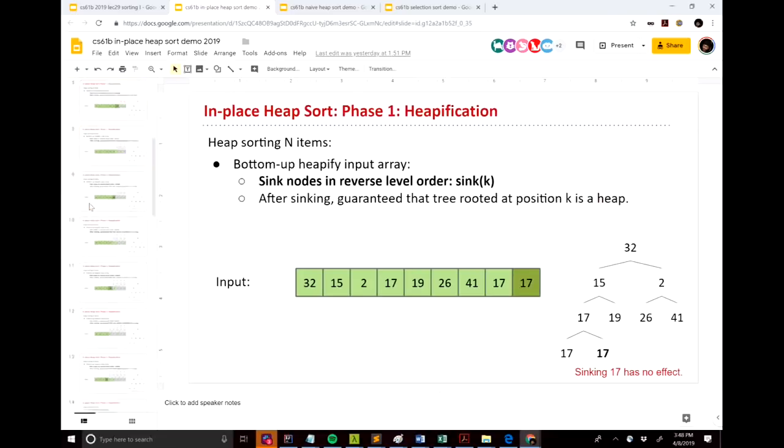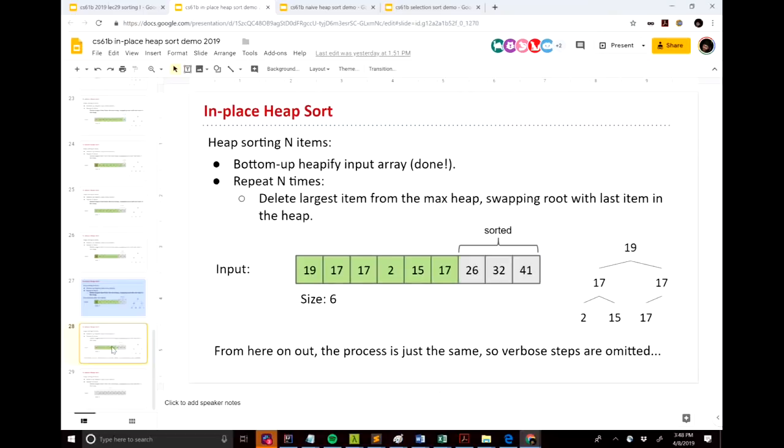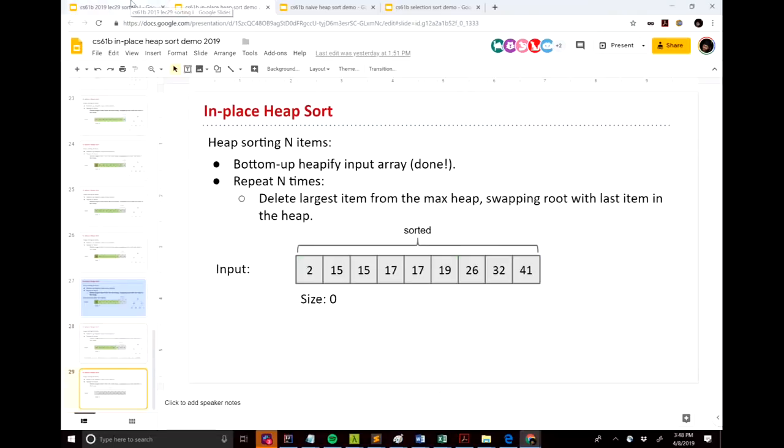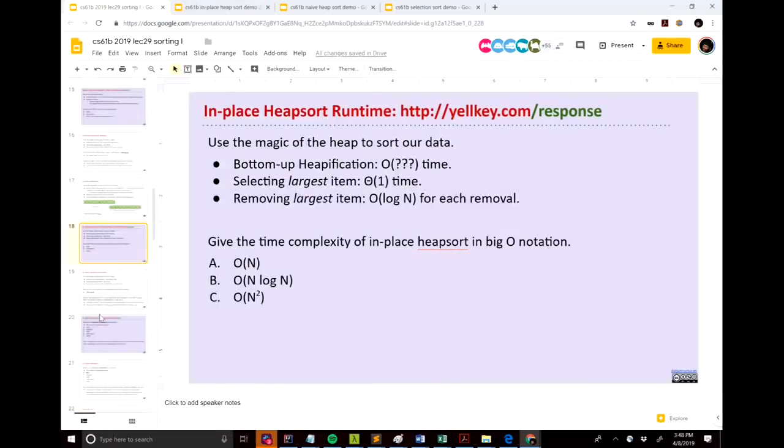If you use a min heap and just try and do this backwards, it will break in a way that will become somewhat obvious. So something to try out whenever you meet with your study group to study for the final: try running in-place heap sort with a min heap and see why things break. It's kind of an interesting question.